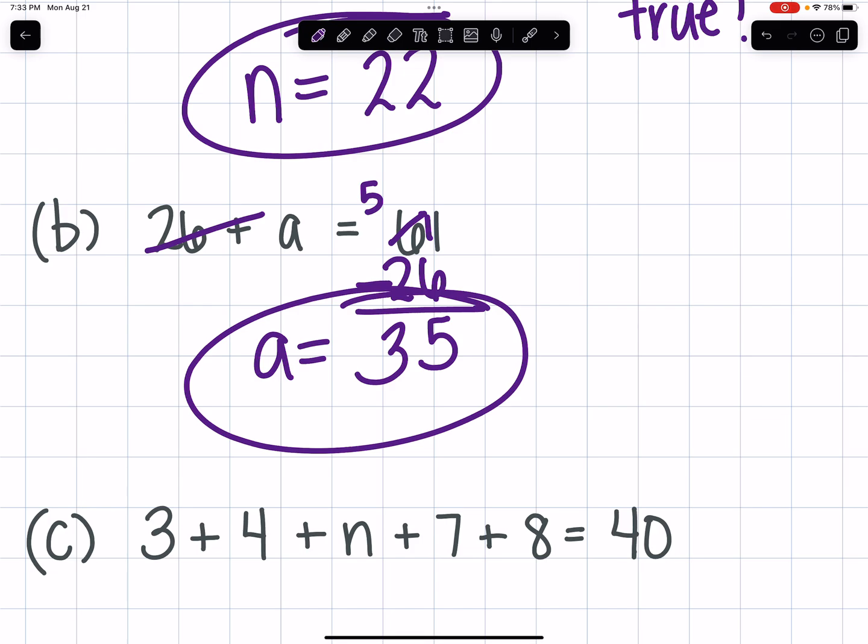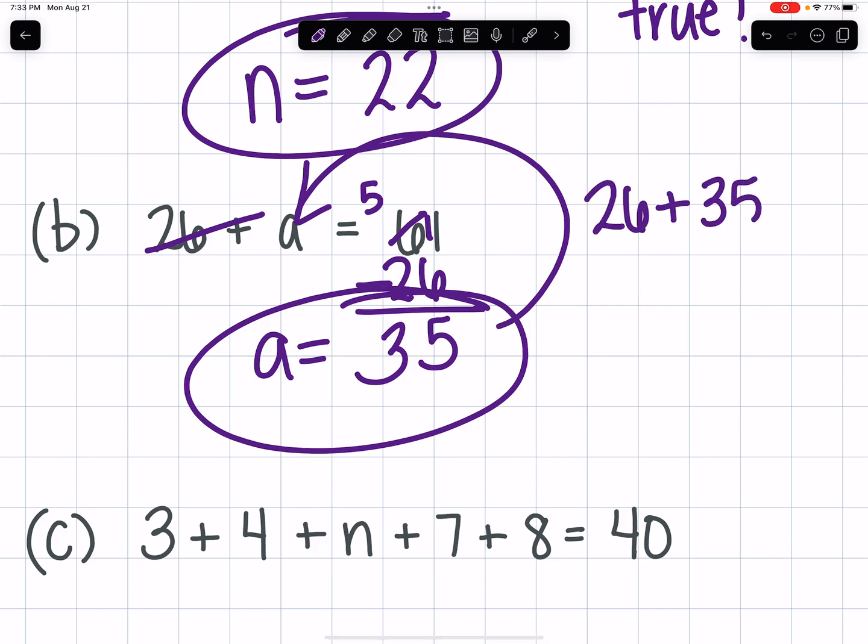What are we going to do next? Check our answer. Plug that back into the original equation. The original equation was 26 plus a equals 61. I'm going to plug in that a is equal to 35. If this is a true statement, we got it right. Is it true? Yeah, we did it. So the missing number was 35.